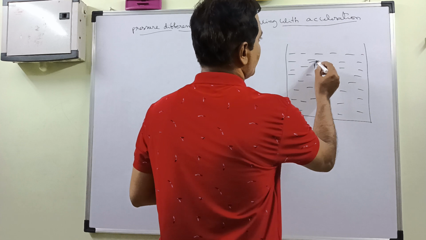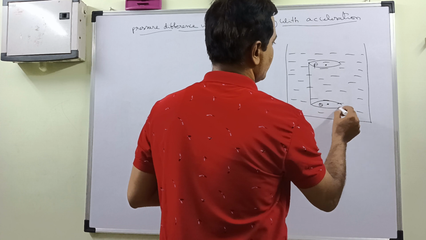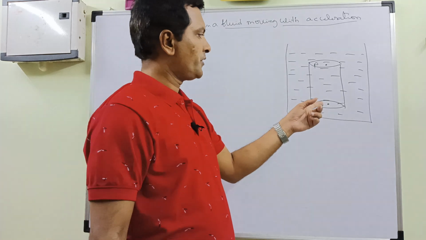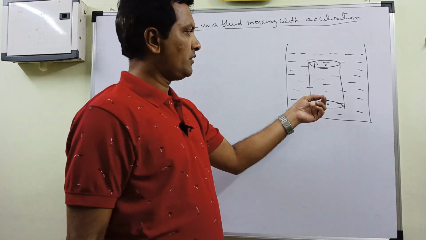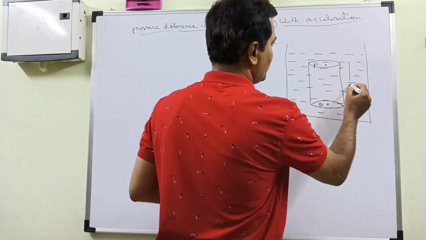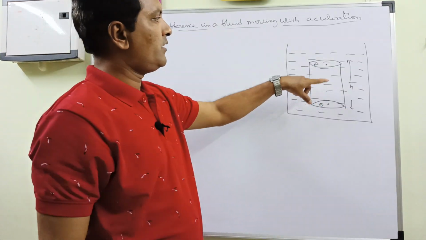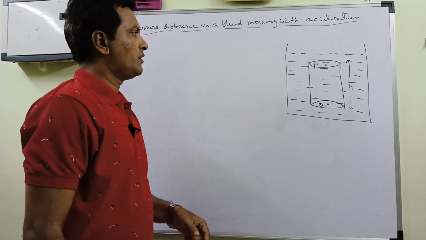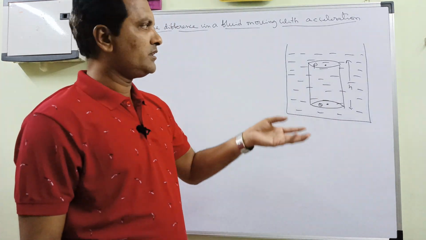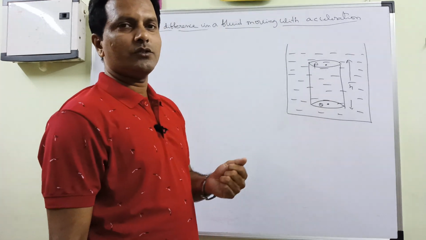For this, we imagine a cylindrical structure where the point P is on the upper surface of the cylinder and the point Q is on the lower surface of the cylinder. The height difference between these 2 points will be h. So they are apart with a distance of h. Now consider that the liquid is moving vertically upwards with some acceleration. In this case, what will be the pressure difference between these 2 points?